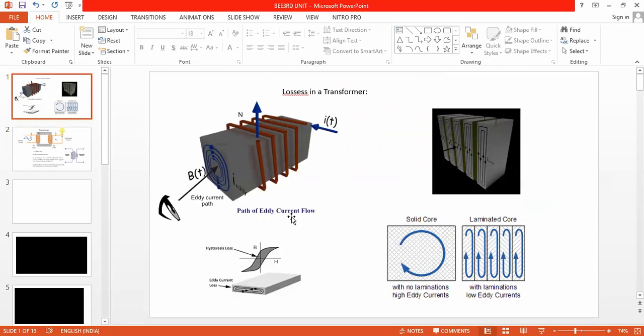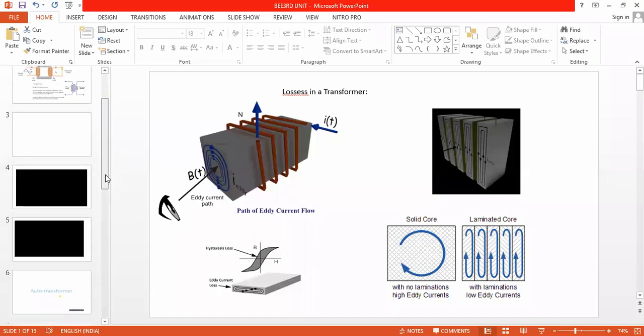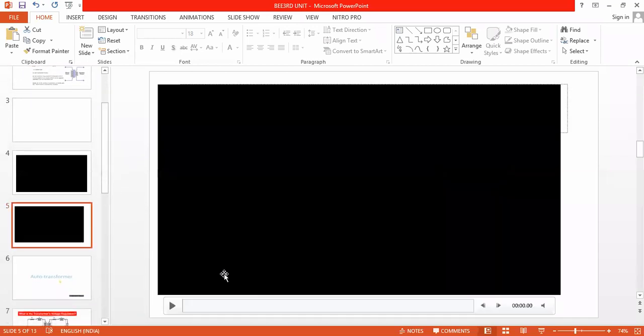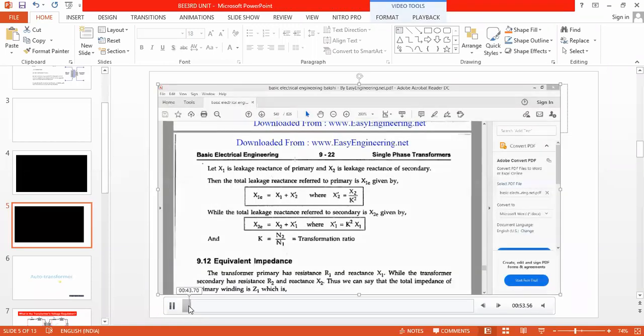Is it clear, all of you? Now you please take the screenshot. With explanation only you can understand the topic. Now I am moving to the extension of this particular topic. So what are the different losses in a transformer is our topic.